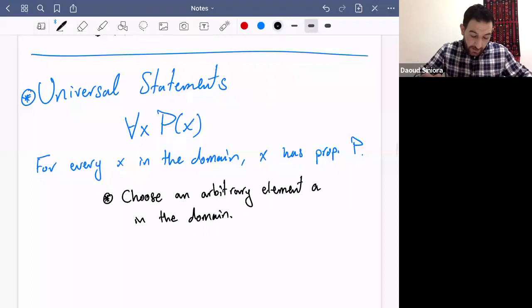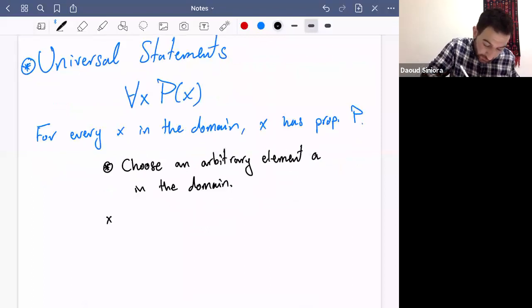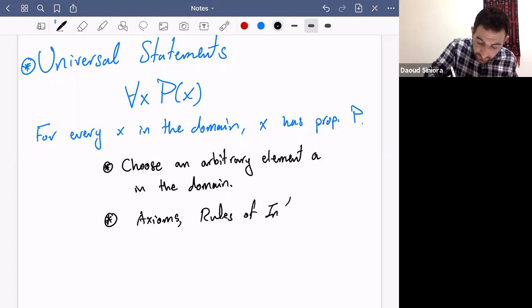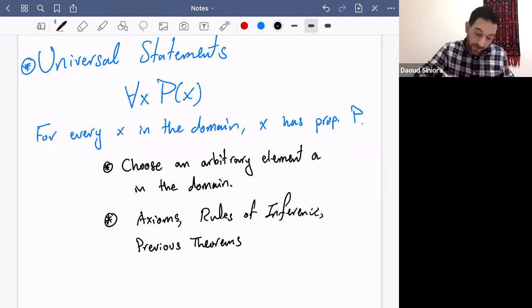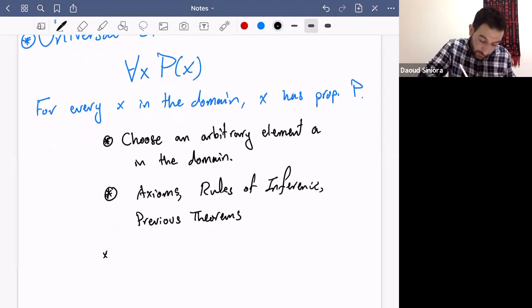That's it. And second, we use what we are allowed to use in proofs. So we use axioms, we use rules of inference, we use previously proved theorems, or any hypothesis we have. And then we use all of this to show that a has property P.